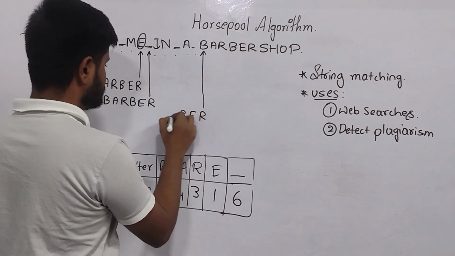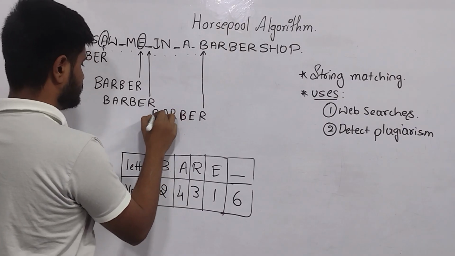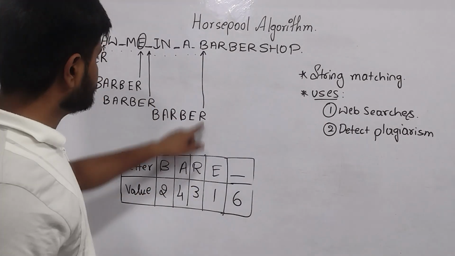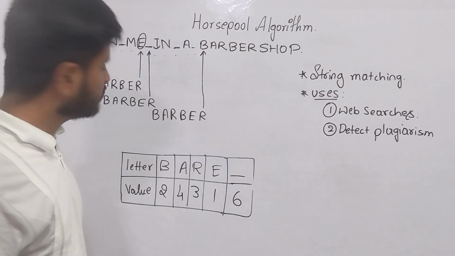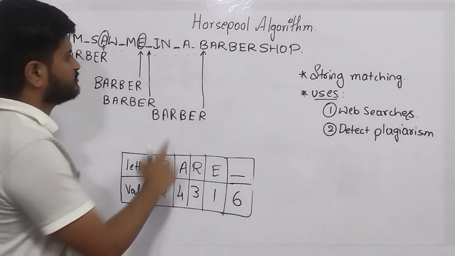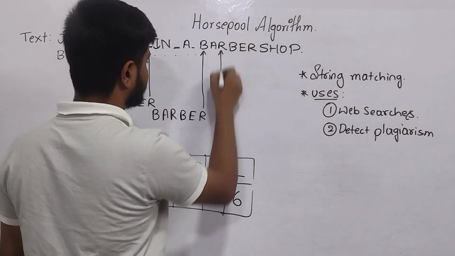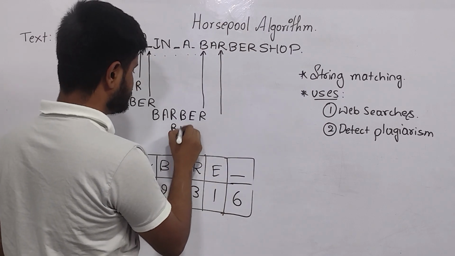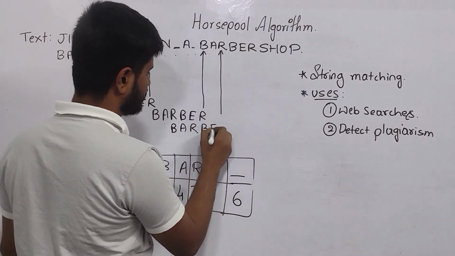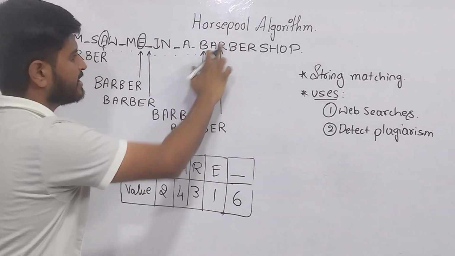E, B, R, A, B. Now again compare R and B. Whether R and B are same? No. B value is 2. Jump 2 times right side. So it will be B, A, R, B, E, R. Now R and R is same.